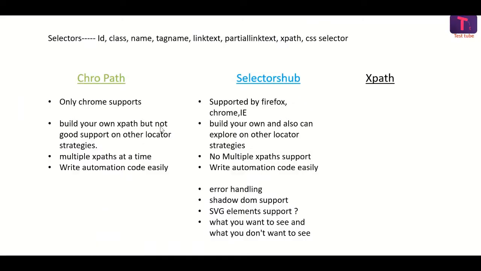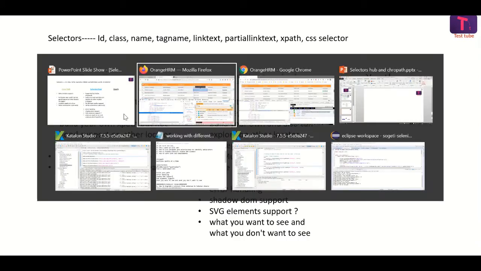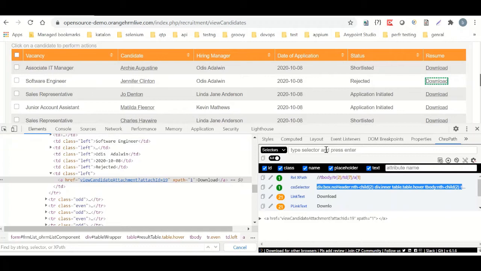Build your own XPath, but it's not good, there is no good support on other locator strategies in chropath. So let's try to understand what it means. So in chropath, this is the place, this is equivalent to this particular box over here, where you can manually try to build your XPath or some locator by which you wanted to find the web element in your page. So here also you can build your locator or XPath.